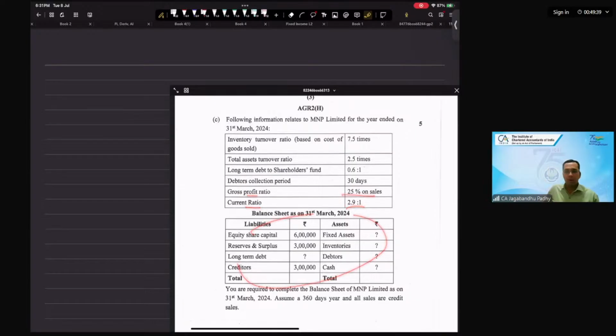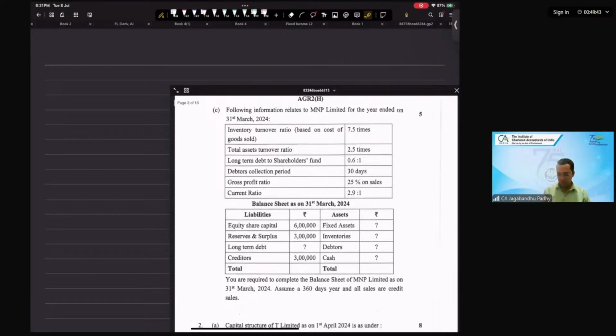The best part is we've got the balance sheet format readily available with us. So we know what all things we need to compute. We need to compute the long-term debt, the fixed asset, inventory, debtor, and cash. We require to complete the balance sheet of MNP Limited as on 31st March 2024. Assume a 360-day year and all sales are credit sales. Okay. If we assume that all sales are credit sales, we are going to compute this particular balance sheet.